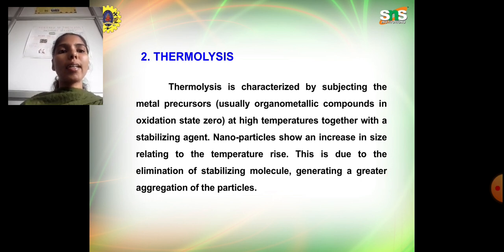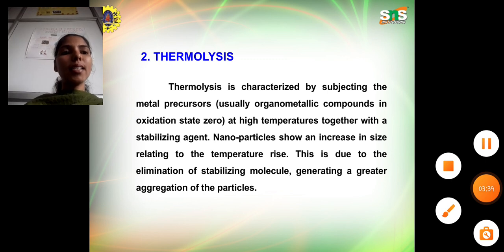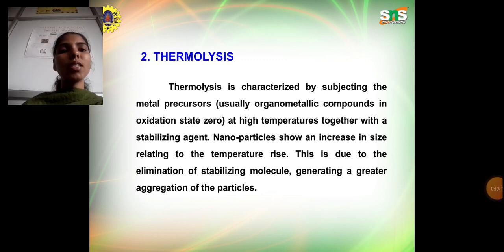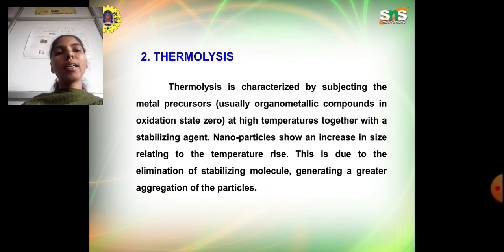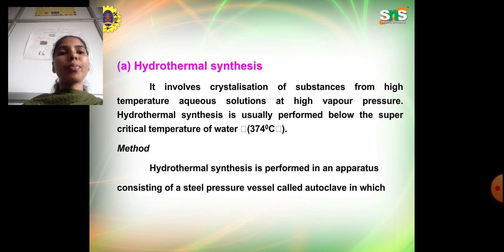In the process of thermolysis, thermolysis is characterized by subjecting the metal precursors, organometallic compounds, to high temperatures together with a stabilizing agent. Nanoparticle size shows an increase relating to the temperature rise. This is due to the elimination of stabilizing molecules, generating a greater aggregation of the particles.